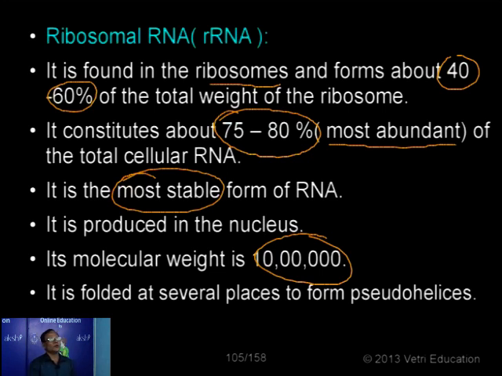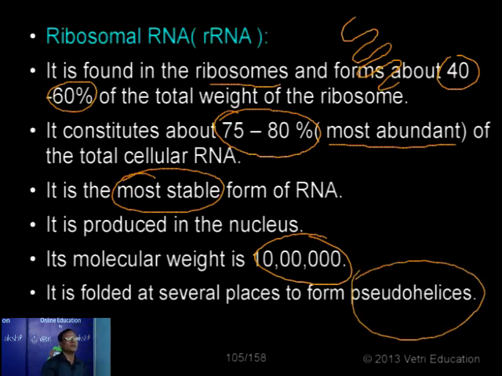And the mRNA is not folded, it is unfolded. The tRNA becomes folded to form a clover leaf model. Here the ribosomal RNA also becomes folded but doesn't form the clover leaf structure; it forms some pseudohelices like this. It doesn't form exact folding, but it becomes somehow folded to form helices. These are called pseudohelices, false helices. Unlike the helix of the DNA, it forms pseudohelices. Here and there some pairing also takes place between the bases, which is why they are called pseudohelices.